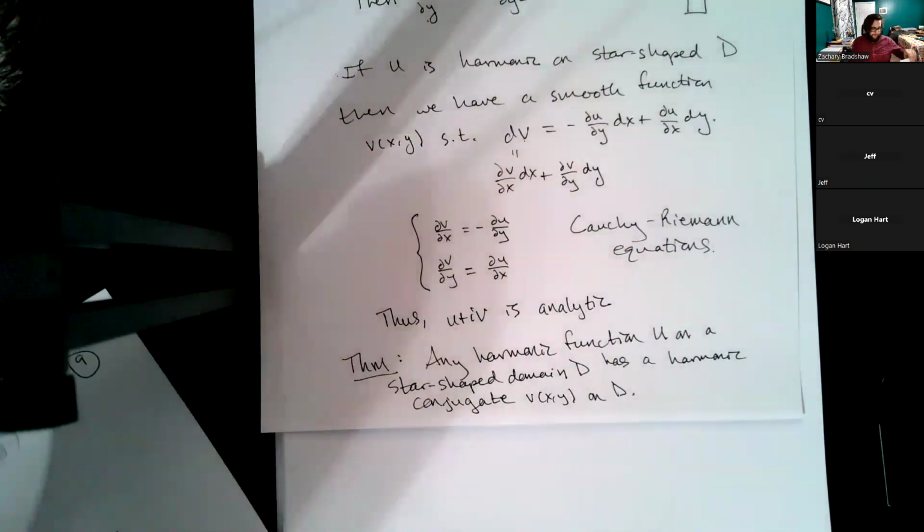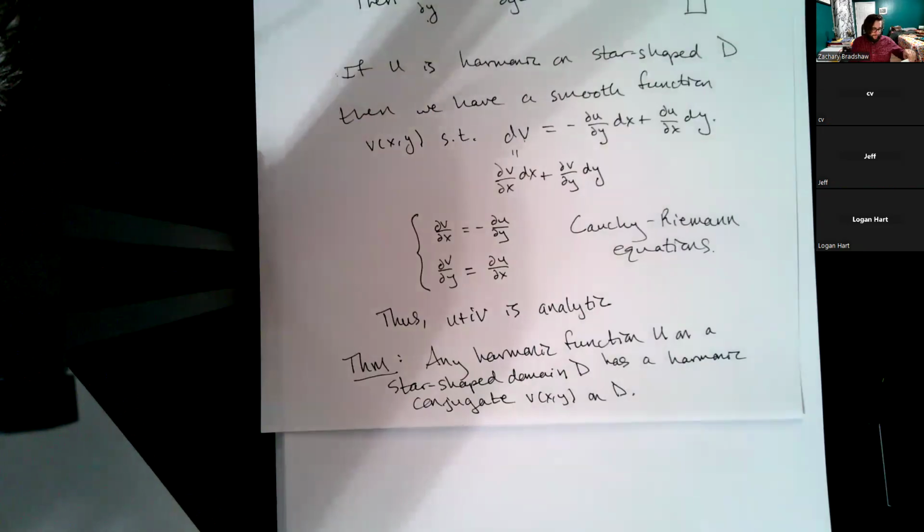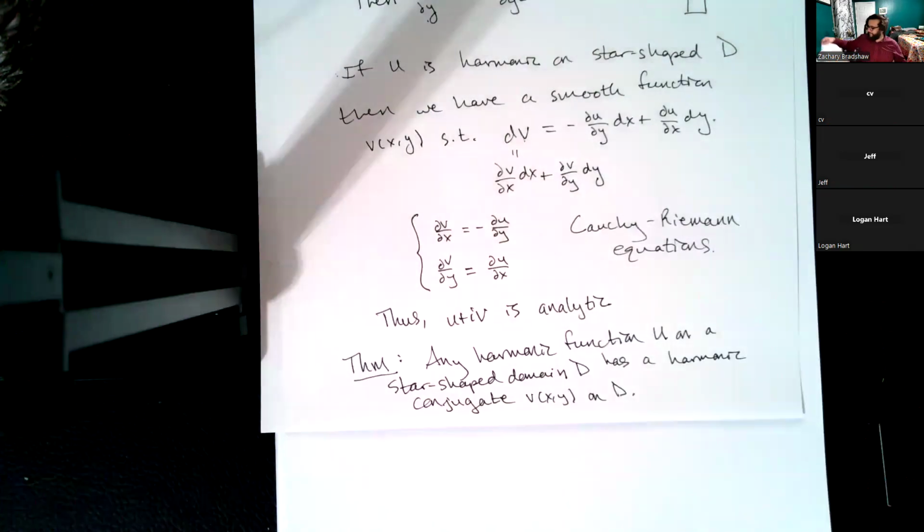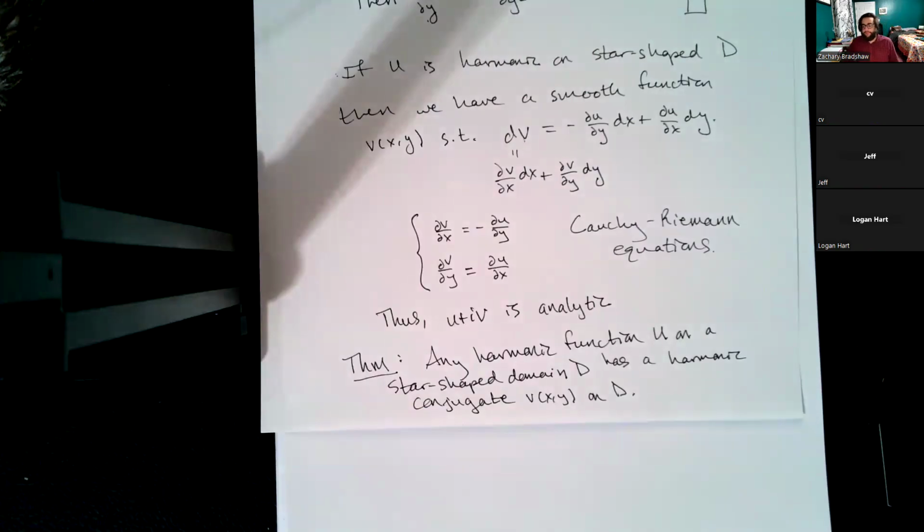Okay, I think I'll leave it there today. Any questions? So harmonic conjugate means that u and v are the real and imaginary part of an analytic function, right? Yes. Okay. All right. Let me stop.